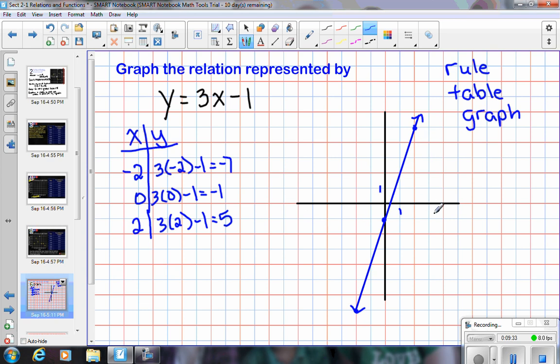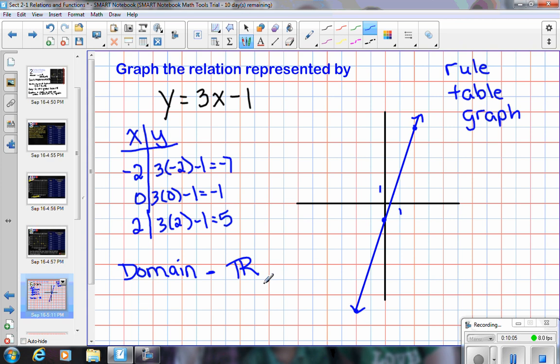So if this is our graph of our relation, what's the domain? Now sometimes students will say, oh, well, the domain is -2, 0, and 2, because that's what I put in my chart. However, you could have put a -3 in your chart, or a 1/2 in your chart, or like I said, you could have put a 1.37285. You could pick any value that you want to pick for x, which means that the domain is all real numbers.